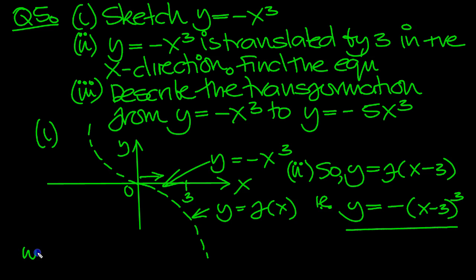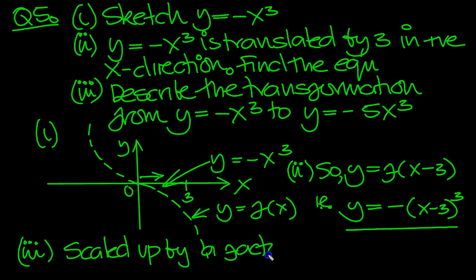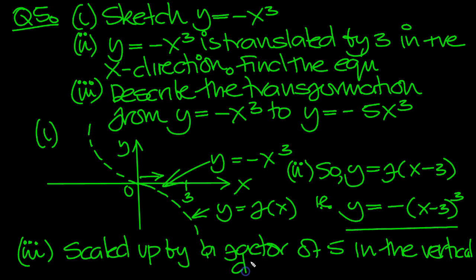Now describe the transformation from this to this. Okay, so we need to describe that in words. So it's scaled up by a factor of 5, because you times this by 5 to get this curve in the vertical direction. So the curve is scaled up by a factor of 5 in the vertical direction.